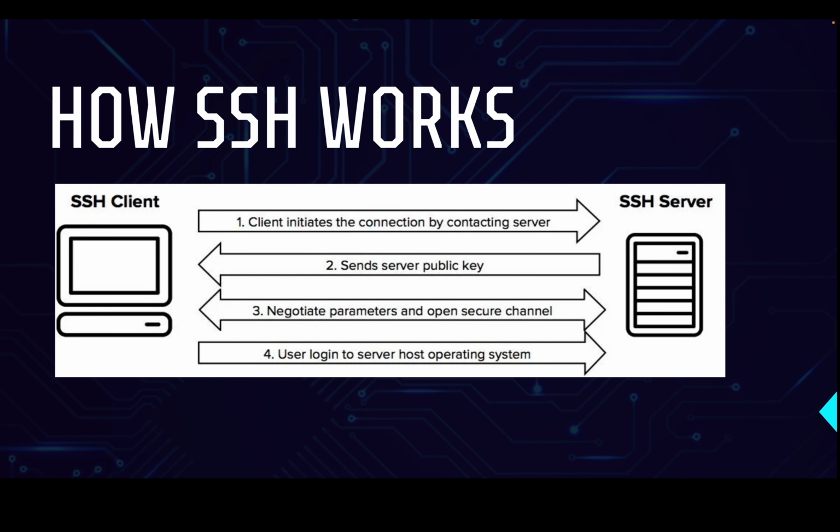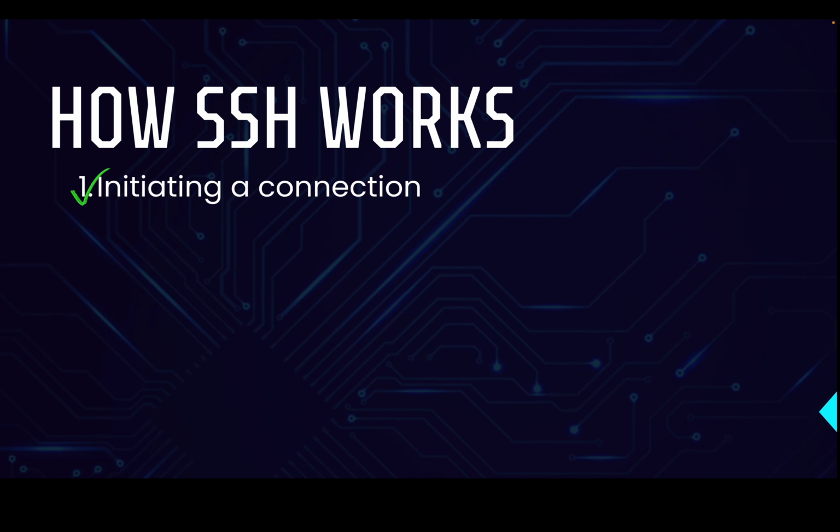How SSH works. If you look at this picture, first the client initiates the connection by contacting the server, and the server responds with its public key. Both the client and server negotiate the algorithm to use for the session, and the user can log into the server host operating system. Let's look into more detail about how SSH works in the next slide. Initiating a connection. The SSH client initiates a connection to the SSH server using the command ssh user@hostname. The server responds with its public key and a list of supported encryption algorithms.